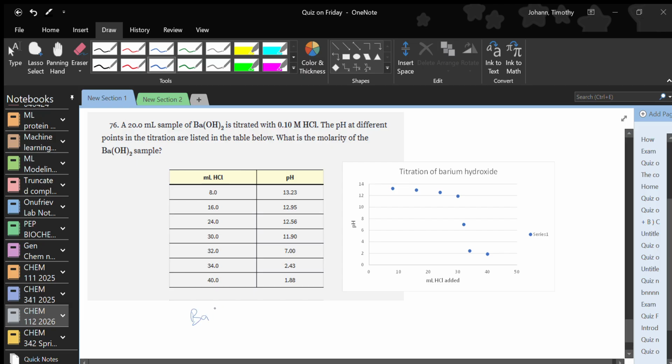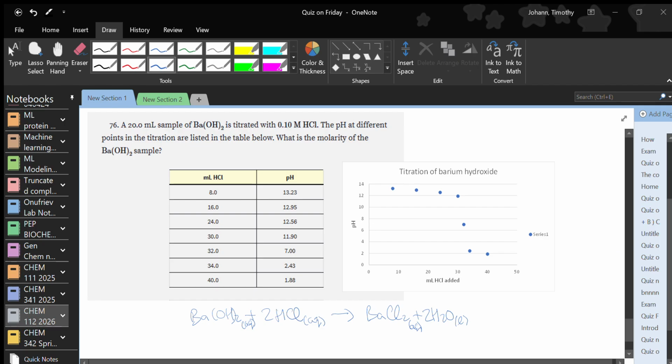What our reaction will look like is barium hydroxide reacts with, and it's going to have to react with two hydrochloric acids, to give us barium chloride plus water. Okay, the two waters. All right, so that's what that looks like for our reaction.